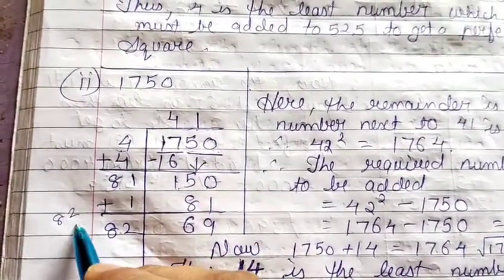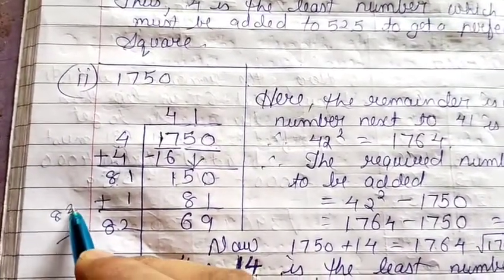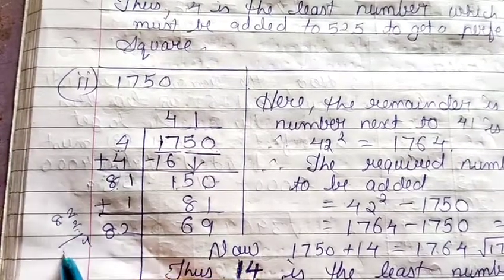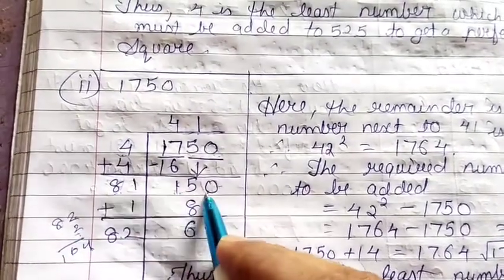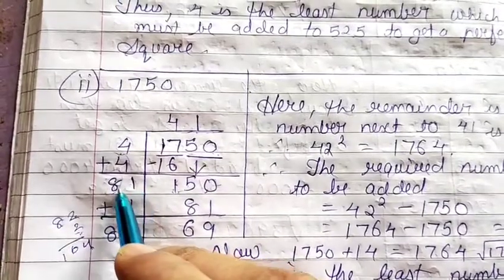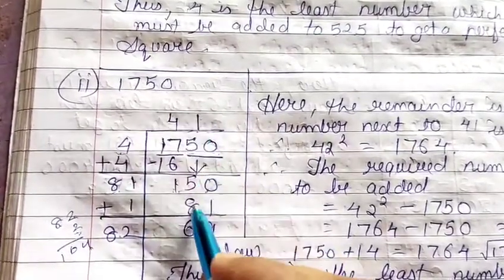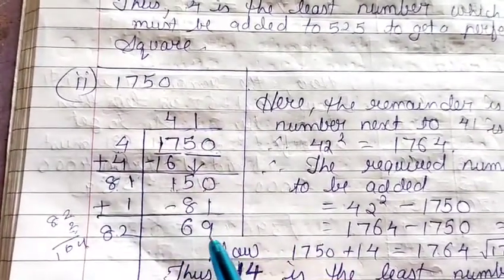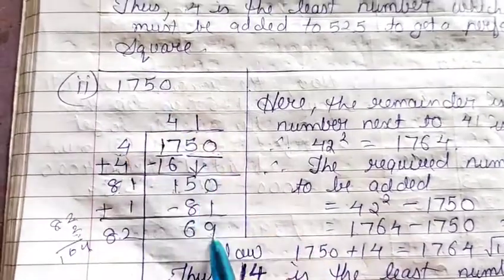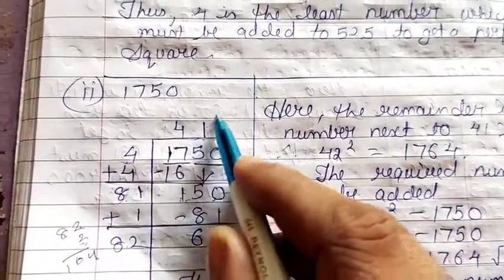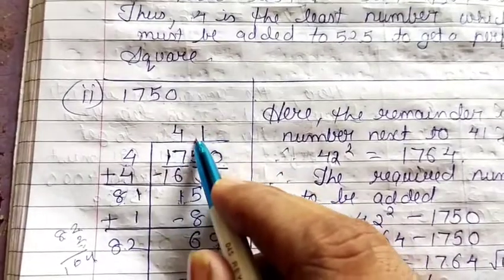So if you take 2 next to 8, with the same you have to multiply 2, 2 82s are 164, which is more than 150. So you can't take 2 over here, so you obviously have to go with 1. So 81 ones are 81, when you subtract you get 69. Now dear student, no need to add this value over here, you will not get a perfect square. You have to find the next number of 41, which is 42.